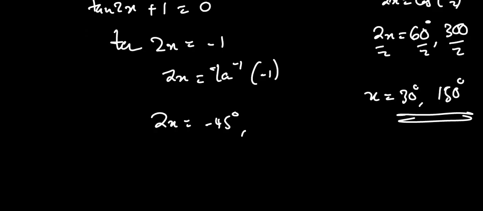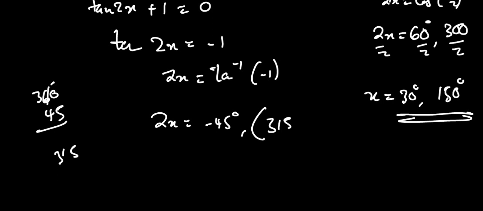This is just going to be negative 45. Where else is tan negative apart from the fourth quadrant? It's in the second quadrant, right? This one coming from the fourth quadrant is the same as 315, when you say 360 minus 45. The other place is the second quadrant, which will just be 135 when you say 180 minus 45.